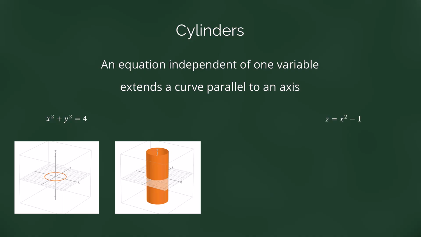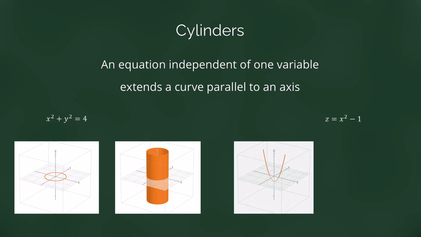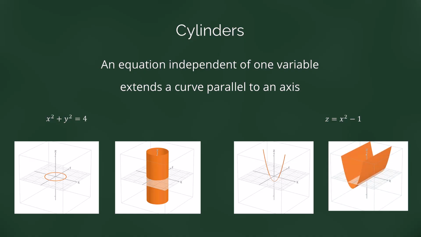If we take the equation z equals x squared minus 1, this is a parabola in the xz plane shifted down 1. However, we can expand this into three-dimensional space by letting y, the missing variable, take on any number. When we do that, we get a shape that looks something like the one below, and this also is called a cylinder in three-dimensional space.